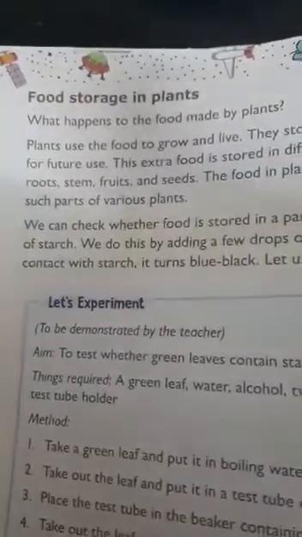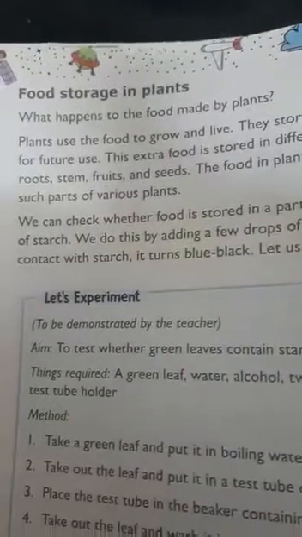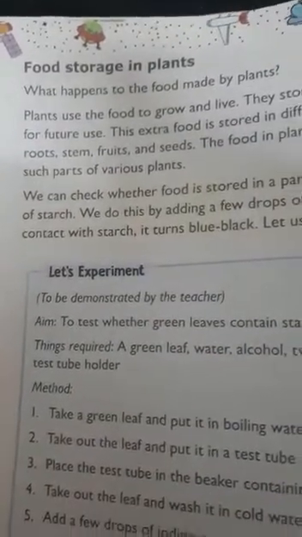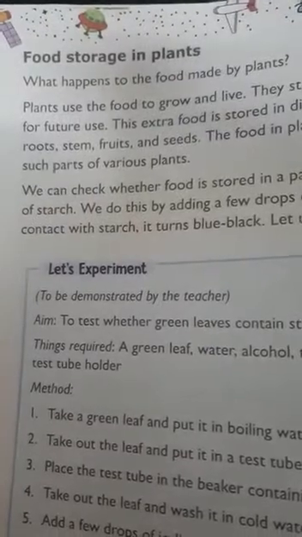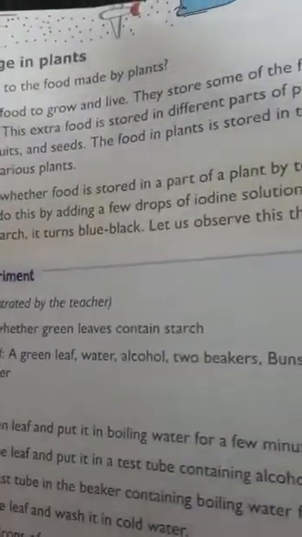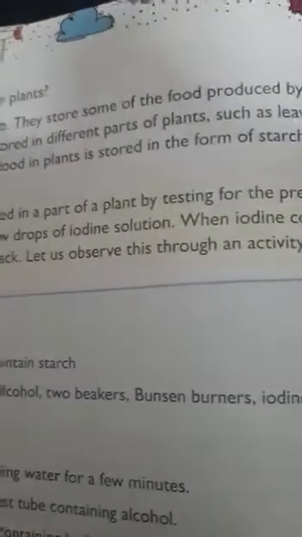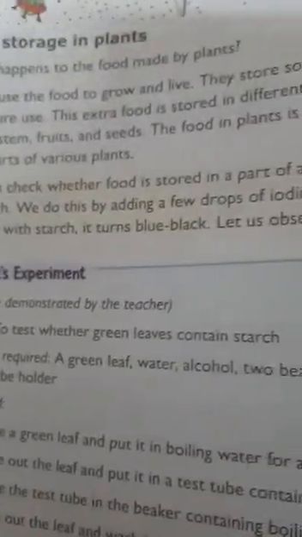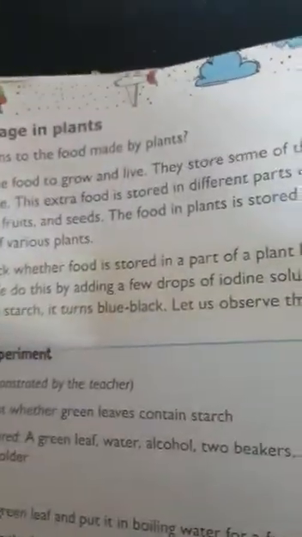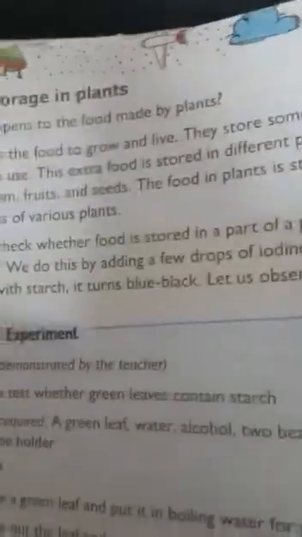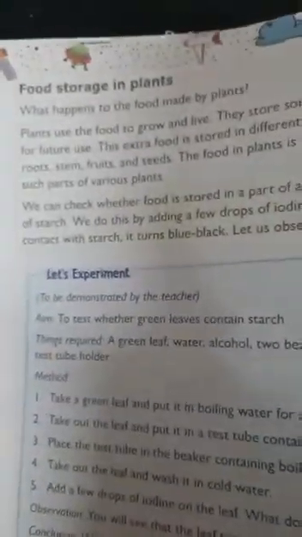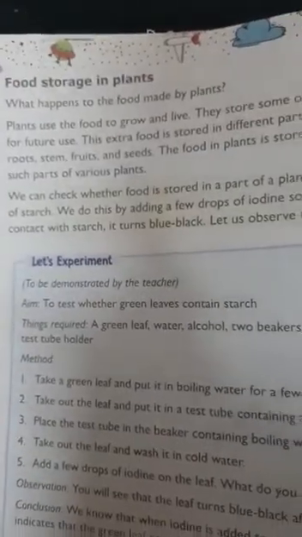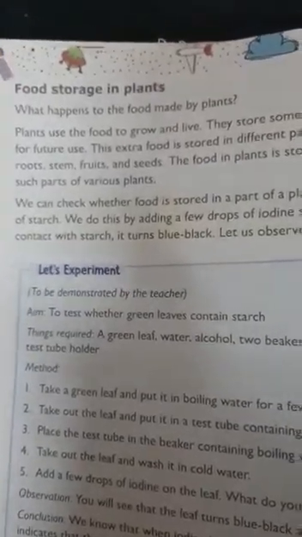So we are saying that the food in plants is stored in the form of starch. We eat such parts of various plants. We can check whether food is stored in a plant or in a part of a plant by testing for the presence of starch. We do this by adding a few drops of iodine solution. When iodine comes in contact with starch, it turns blue black. So if we add drops of iodine to a particular part of a plant, we can test whether starch is present in that part or not.